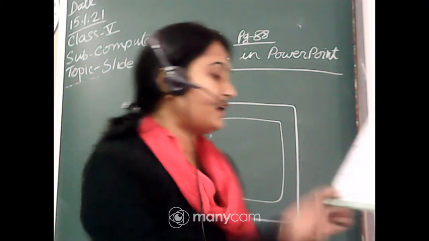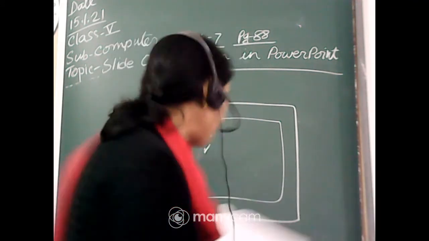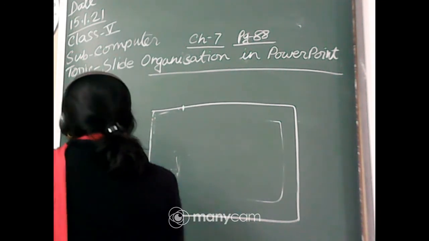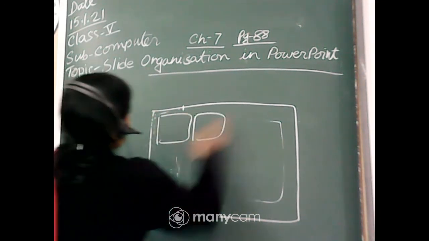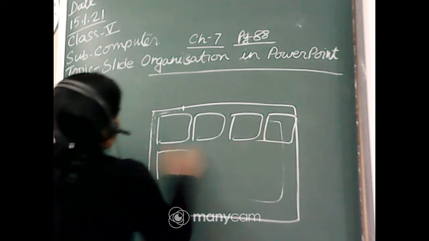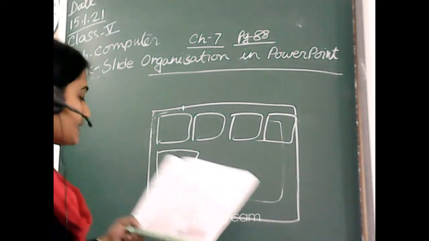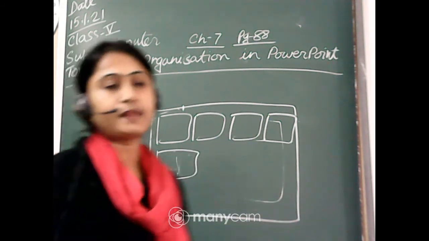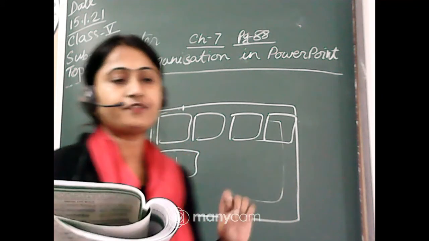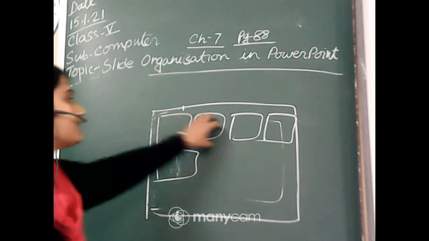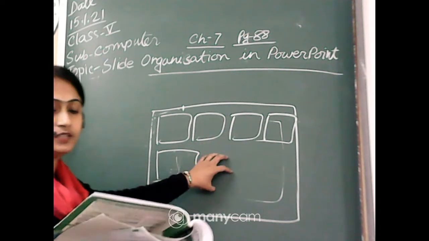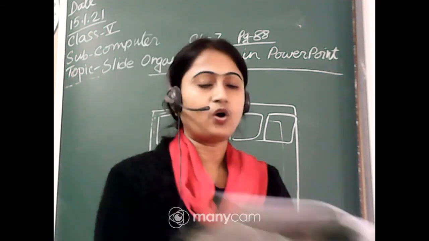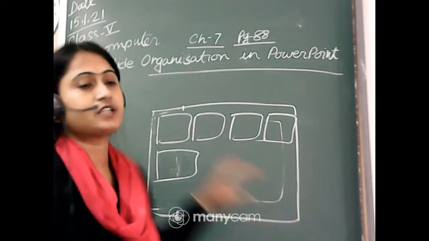Now slide sorter view. What is the slide sorter view? In the slide sorter view you can see all the slides on the screen in this manner: 1, 2, 3, suppose you have made 5 slides. This is the slide sorter view. That means in the slide sorter view you can display a miniature view of all the slides. These are the miniature views of all the slides on the screen, and in this view you can change the order of the slides.